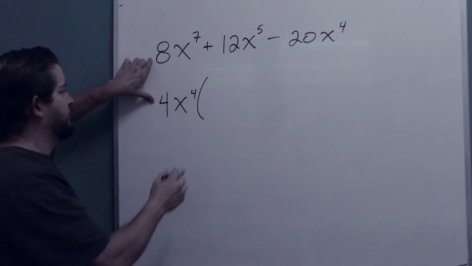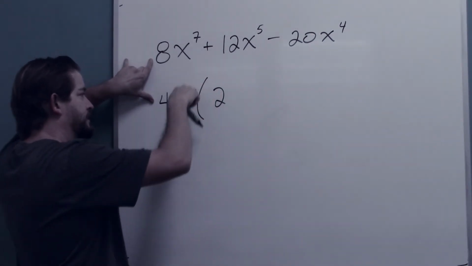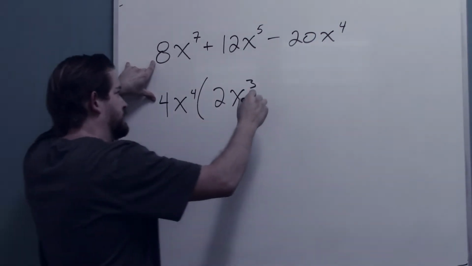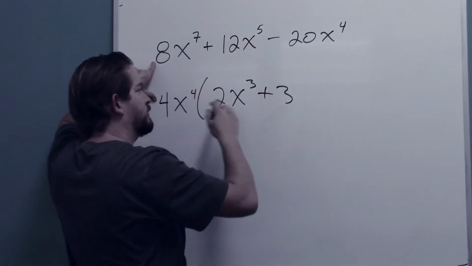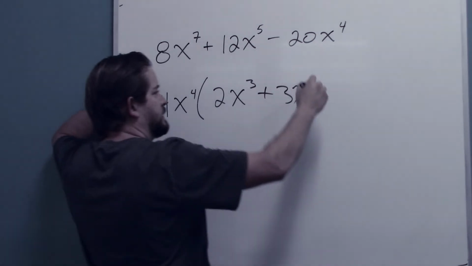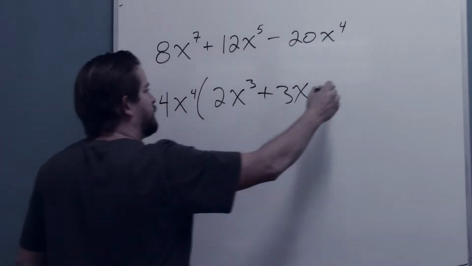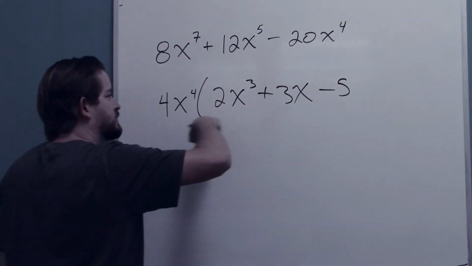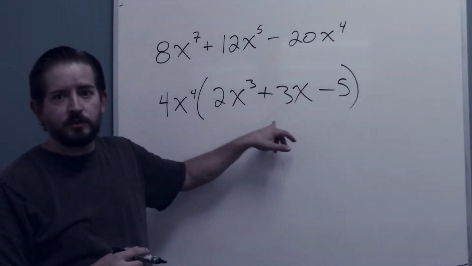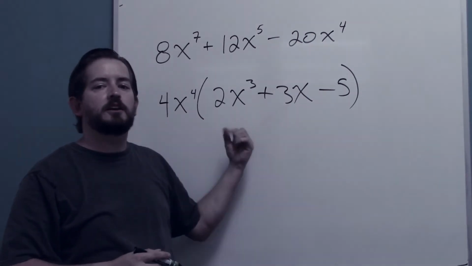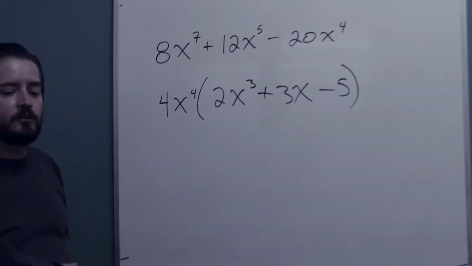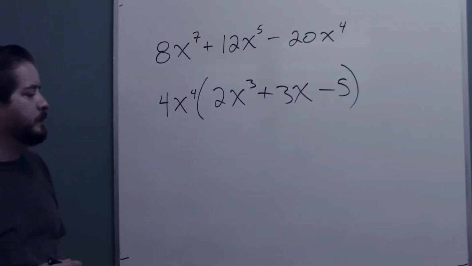And so 8 divided by 4 is 2. X to the 7th over x to the 4th leaves me with x to the 3rd. 12 divided by 4 is 3. X to the 5th over an x to the 4th leaves me with just an x. Minus 20 divided by 4 is 5. X to the 4th over the x to the 4th. No more x's. And looking at my result, I have a 2, a 3, and a negative 5. There's nothing else I could have pulled out of there. So this is it. That's the greatest common factor. And this is my factored form. Good.